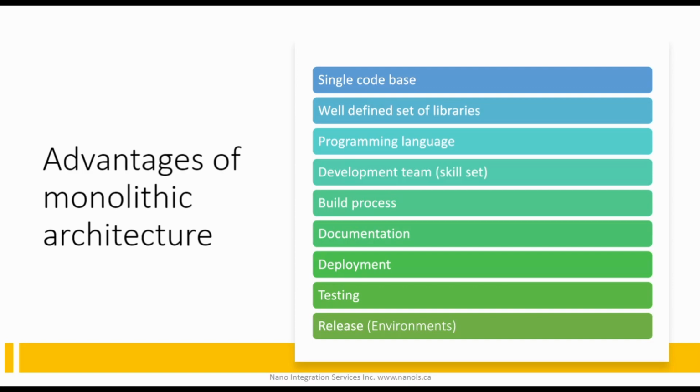So the advantages of monolithic architectures, a few of them I'm listing here. They usually have a single code base and a well-defined set of libraries. The programming language is typically the same for the whole application. The development team has more or less the same skill set, and they can support each other. The build process is usually very mature because it's the same application. Every time the same build process happens, it goes through the testing cycle and whatnot.